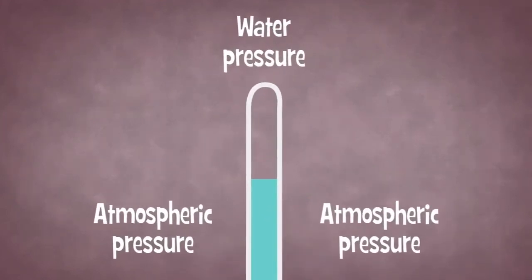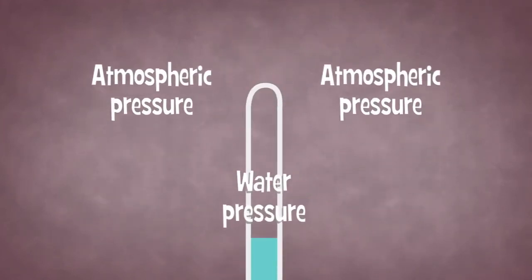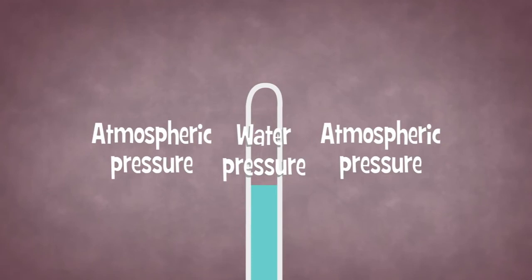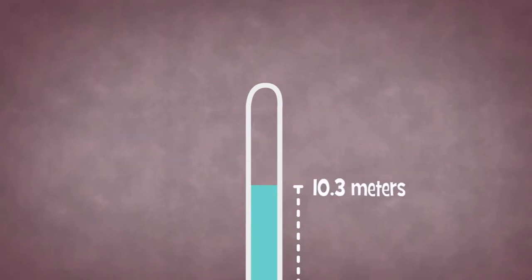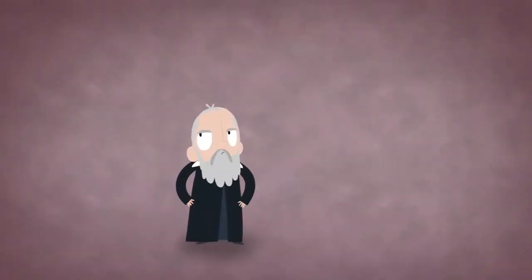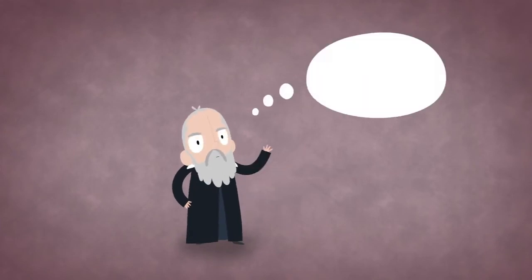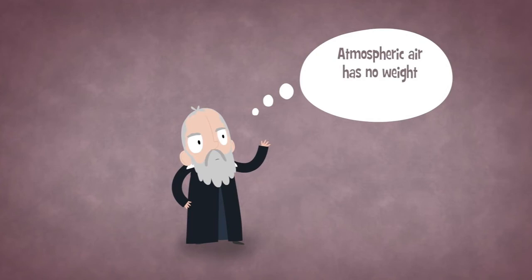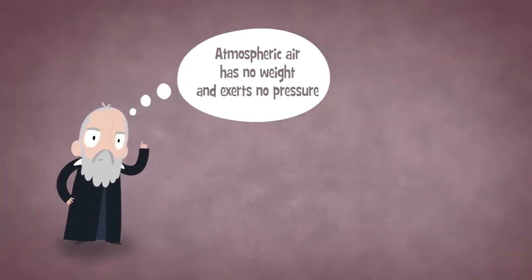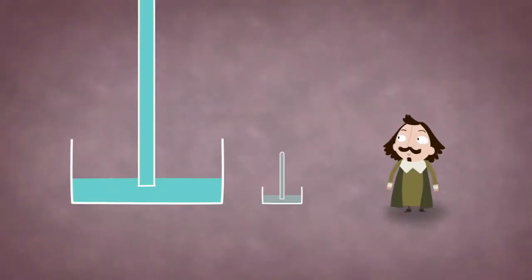The water level in the tube decreases until the two pressures are equal, which just happens to be when the water is at 10.3 meters. This idea was not easily accepted, as Galileo and others had traditionally thought that atmospheric air has no weight and exerts no pressure. Torricelli decided to repeat Berti's experiment with mercury instead of water.